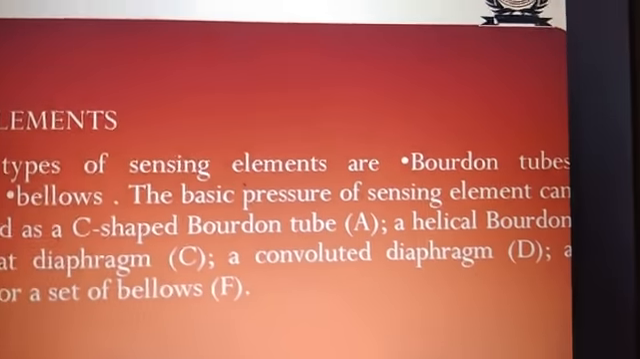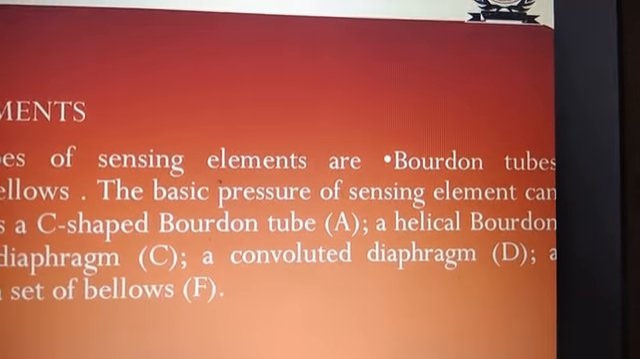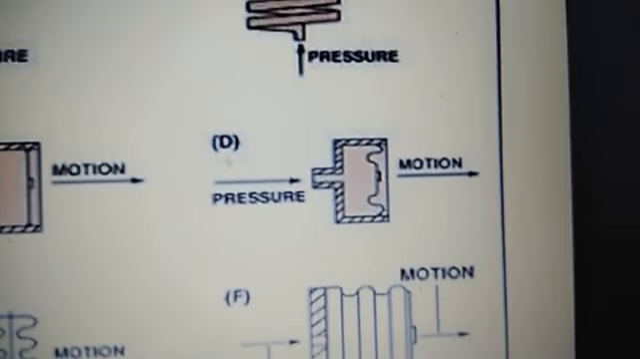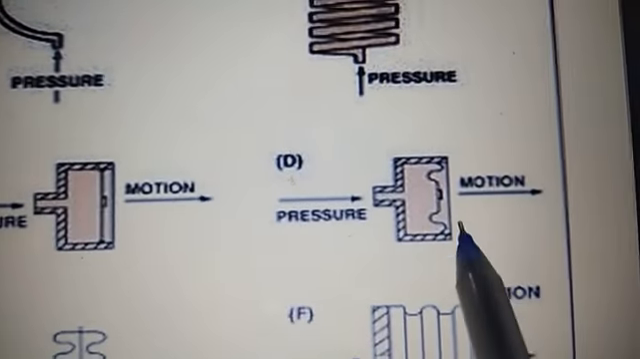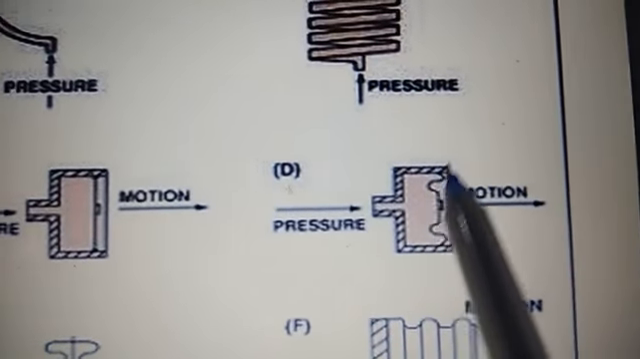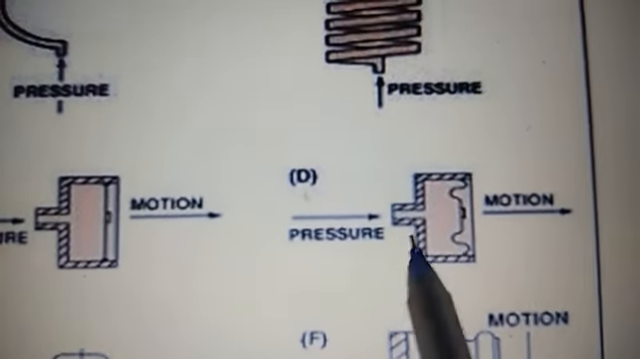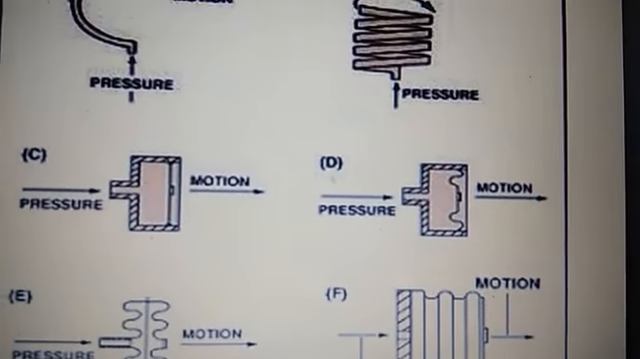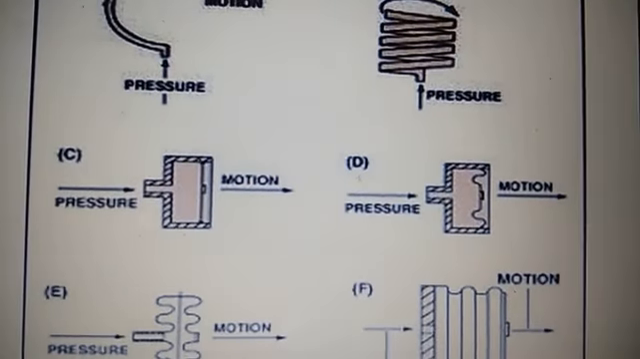Then figure D is the convoluted diaphragm. Here you can see this structure. Pressure is applied here and you will get the mechanical motion. The convoluted diaphragm is used here.